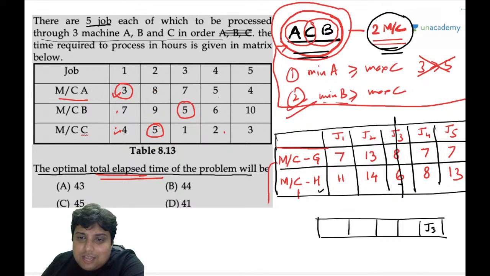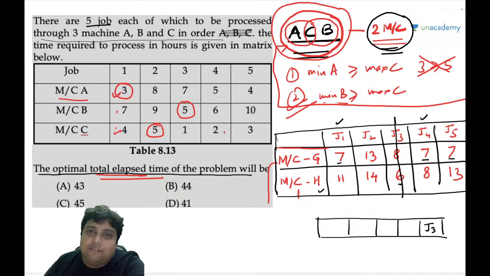So after 6, I will see the next minimum value, that is 7, and there is a tie in case of 7. J1, J4, J5, there is a tie.